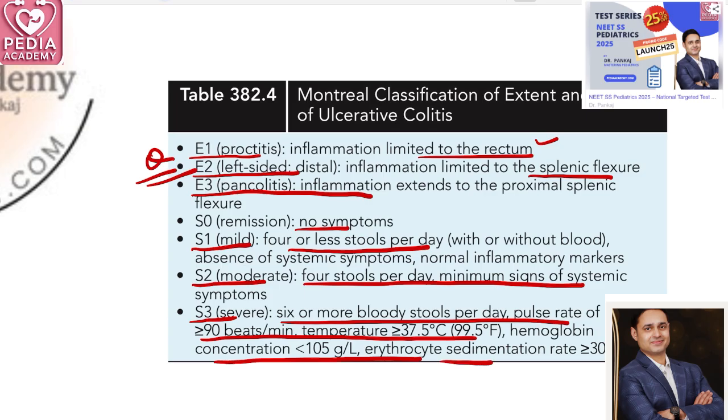This is important. This was asked in the NEET SS exam, I think 2 years back. So you have to be very well versed with the Montreal classification. In which condition is it used? It is used in ulcerative colitis. E1, E2, E3 you should be aware of, and S0, S1, S2, S3 you have to remember these classifications.